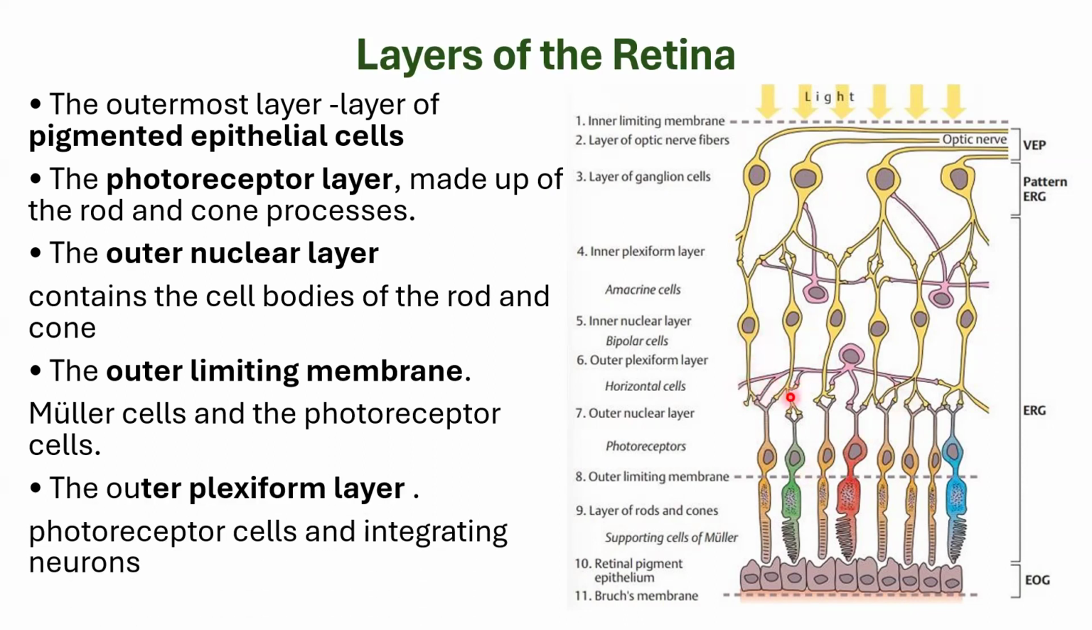Another point to appreciate is the outer plexiform layer. This outer plexiform layer contains the dendrites and the axons of photoreceptors and integrating neurons, respectively. So in this slide, we've covered 5 layers: the pigmented epithelium, photoreceptor layer, outer nuclear layer, outer limiting membrane, and outer plexiform layer.